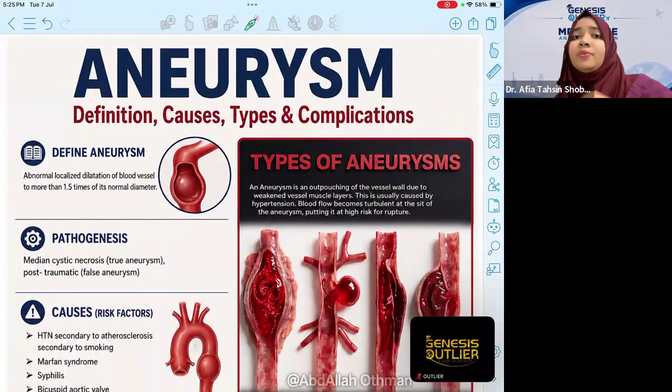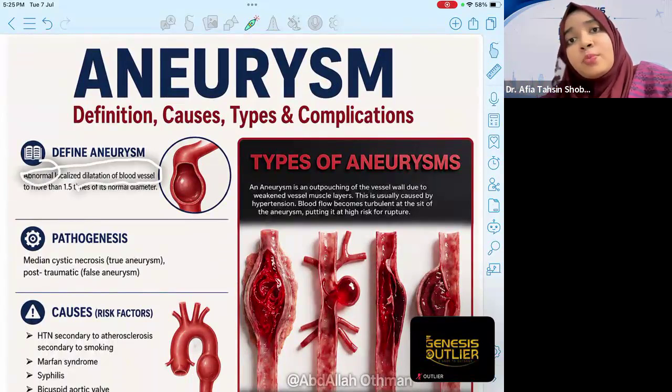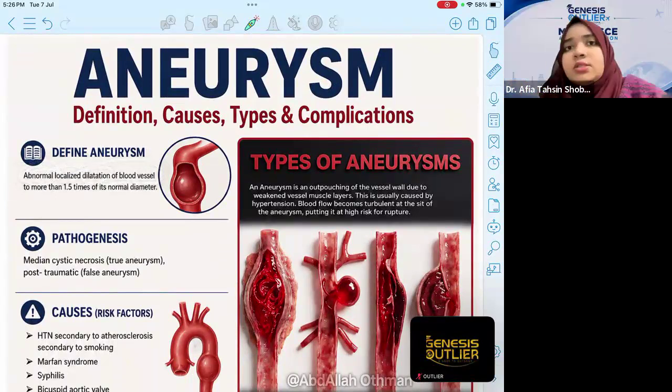So in exam, you will be asked about the definition here. What is aneurysm? It is abnormal localized dilatation of blood vessels. Abnormal localized dilatation. Don't miss these words. Abnormal localized dilatation of blood vessels.